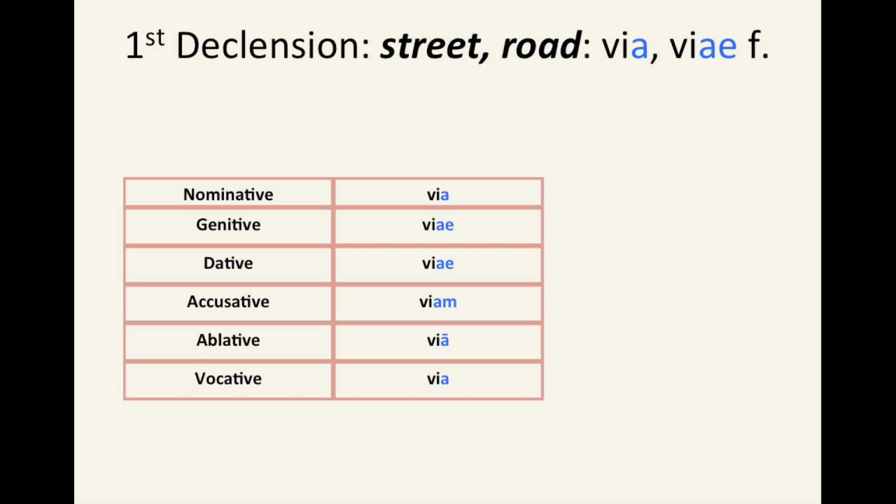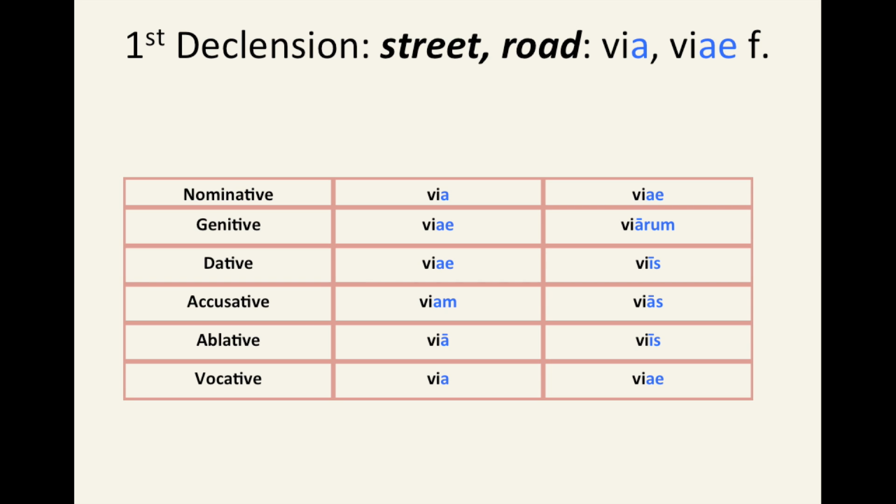We get via, viae, viae, viam, via, via, which mean the street, subject to the verb, of the street, for or to the street, object of the verb, by, with, or from the street, and street in case you feel like calling a street. The second form in the dictionary entry is in fact the genitive singular of a noun. It tells us which declension a noun belongs to as well as giving us the stem.